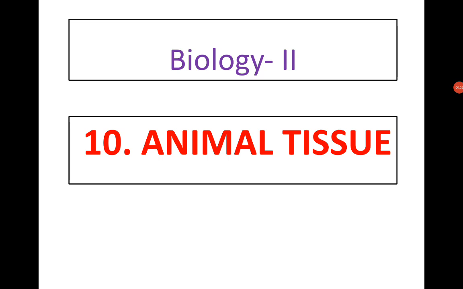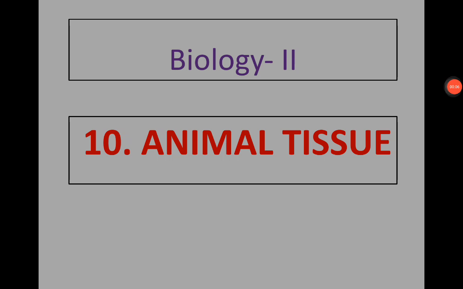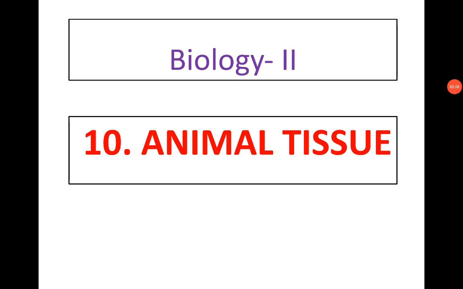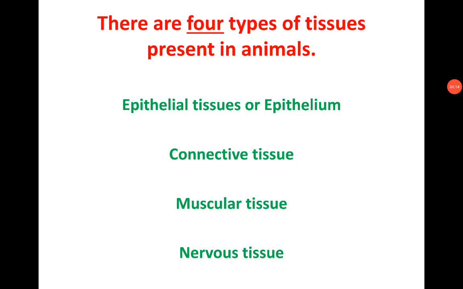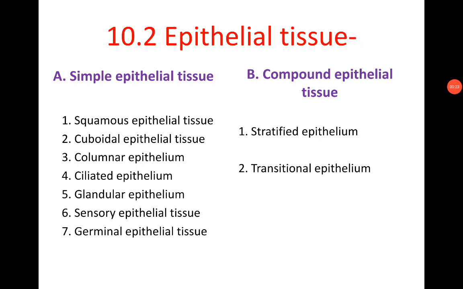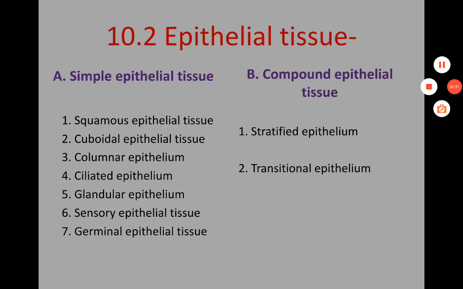Welcome again, students. Biology part 2, study of animal tissue, is the first chapter of this year. In this chapter, there are four major types of tissue: epithelial tissue or epithelium, connective tissue, muscular tissue, and nervous tissue. We studied epithelial tissue in detail, and its two parts, simple epithelial tissue and compound epithelial tissue, and their subtopics are completed.